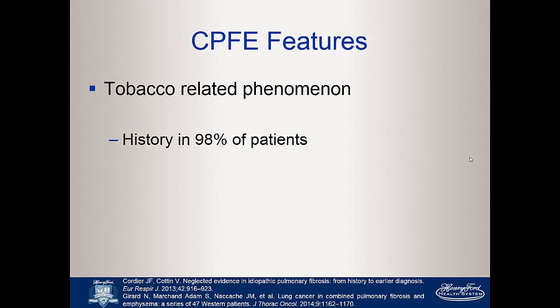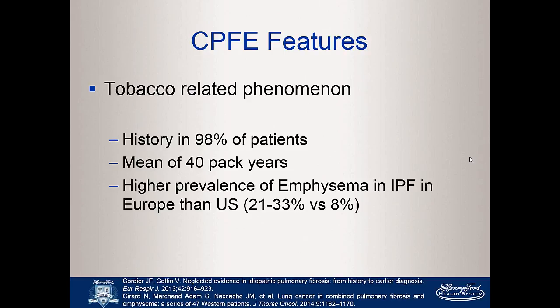We know that it's a tobacco-related phenomenon, and there's a history of tobacco abuse in about 98% of these patients. They have a mean pack year usage of about 40, and there's a higher prevalence of emphysema and IPF in Europe than in the US, it's reported. So I told you about 8%. But in Europe, we think that due to higher smoking rates, it may exist in about 21 to 33% of IPF patients there. And again, in a 9-to-1 male to female ratio. This goes back to 40 years ago, when more males than females smoked.